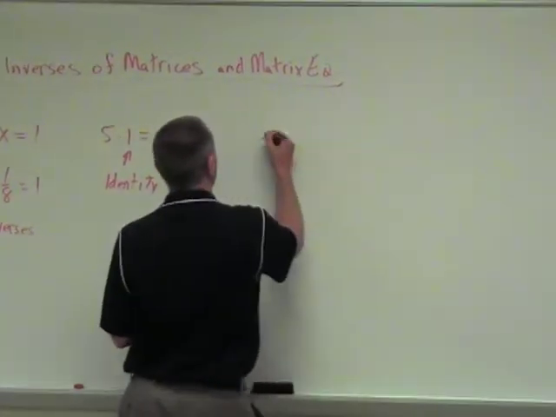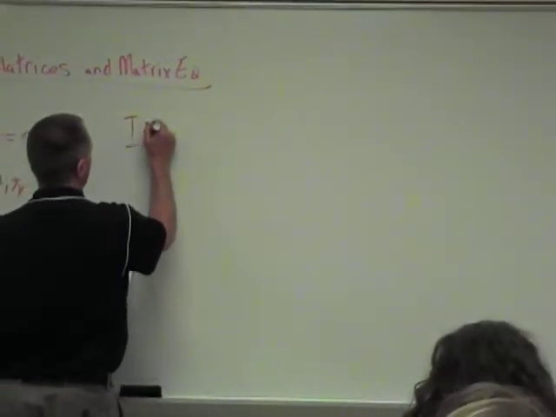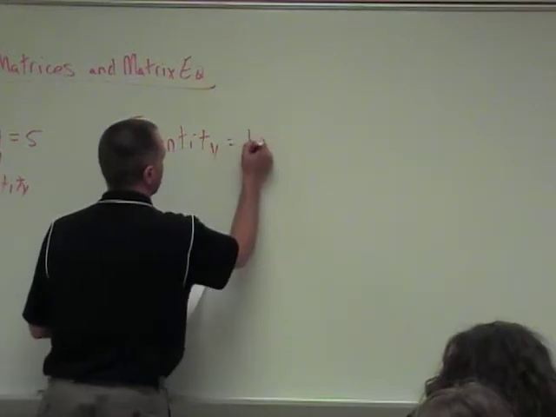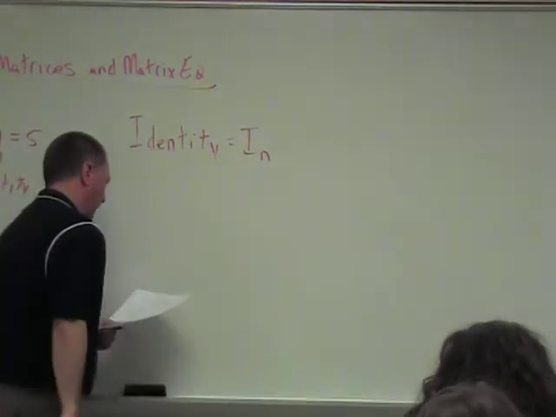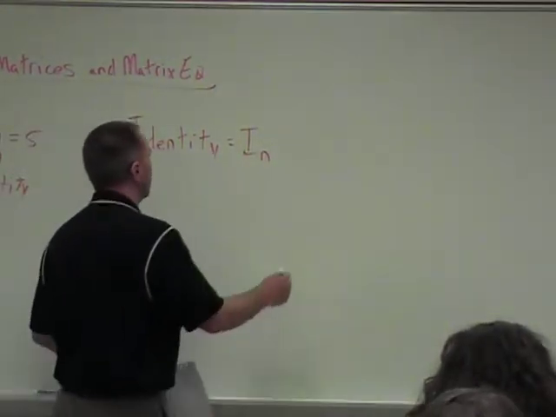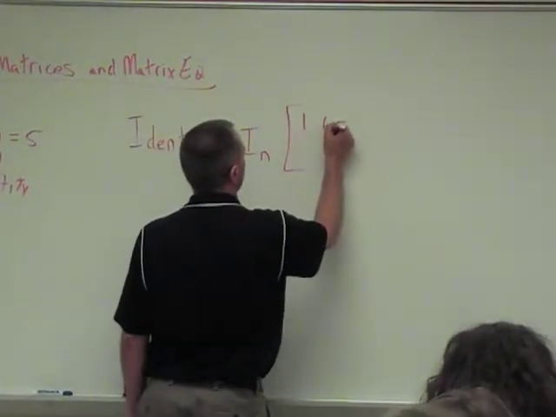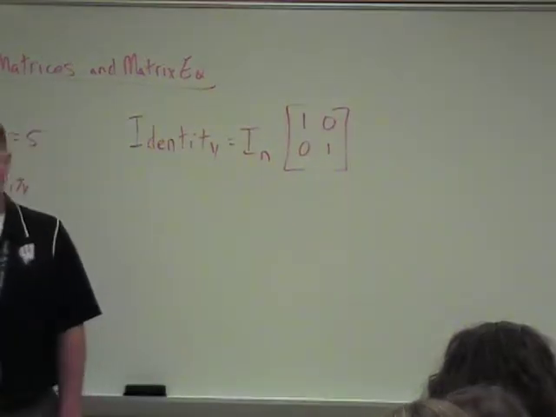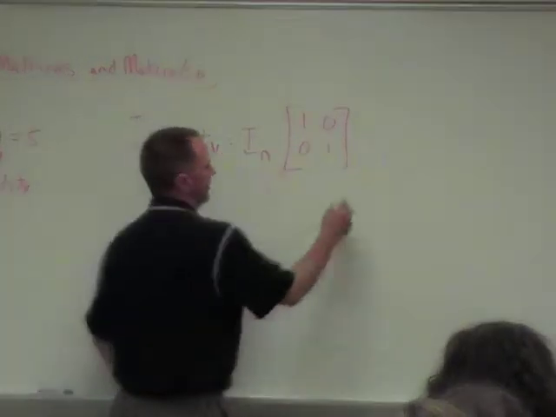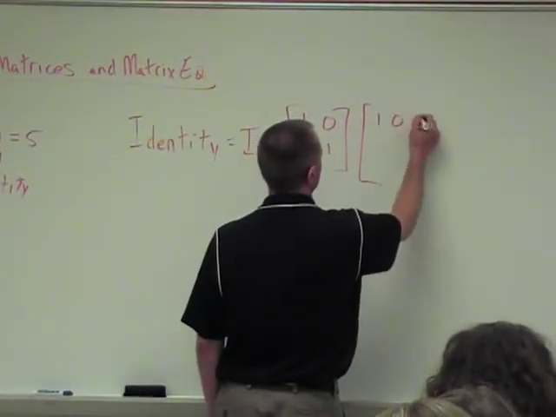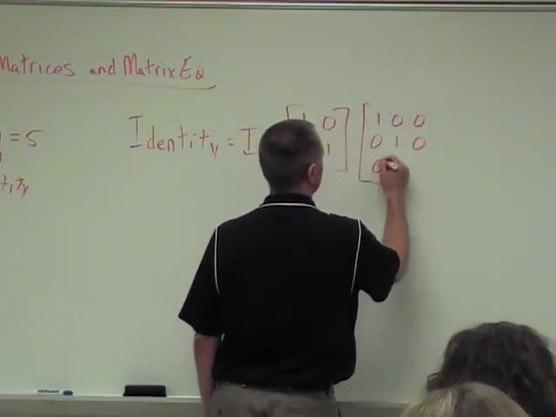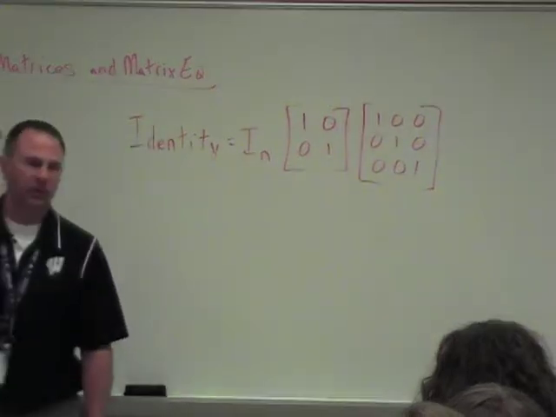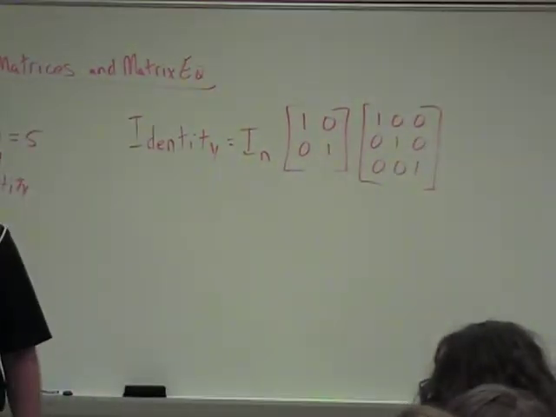Okay, so here is an identity matrix. And we're going to say that's I sub n for identity. And you should understand real quickly what it is that I'm writing on the board. That's a 2x2. Here's an example of a 3x3 identity. And what would a 4x4 identity look like, and a 5x5 identity?